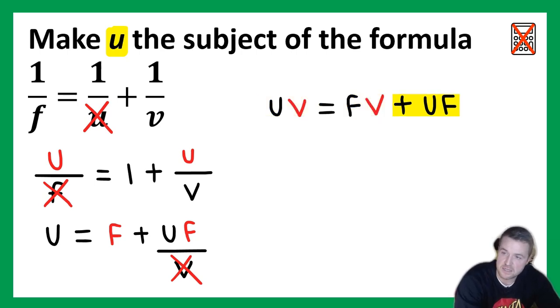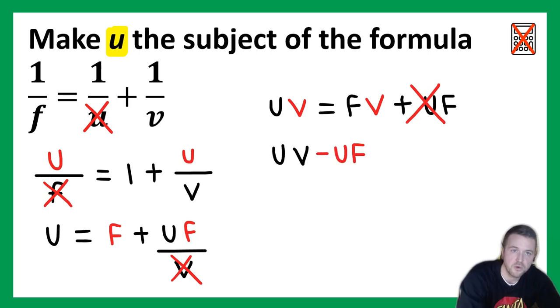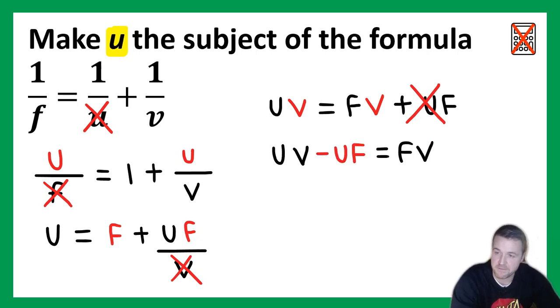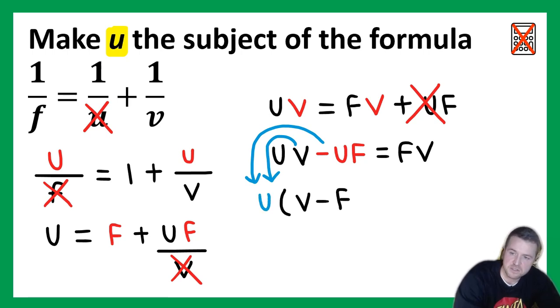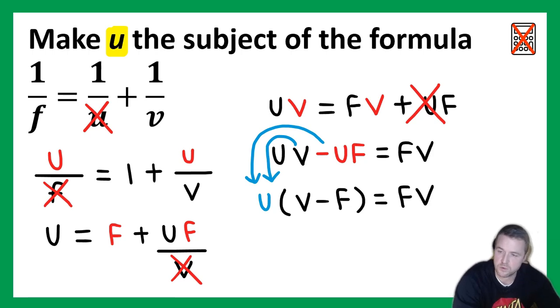I'm going to subtract uf from both sides, giving me uv minus uf on the left hand side and fv on the right hand side. Now I've managed to isolate the terms that involve u, I can factorise, bringing u outside the bracket, leaving me with v minus f inside the bracket, and is equal to fv.